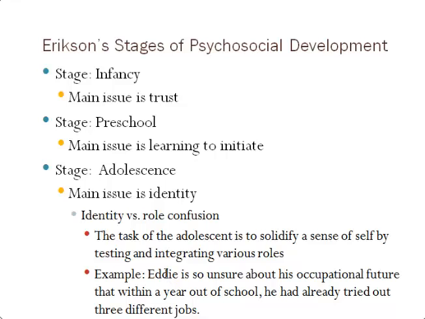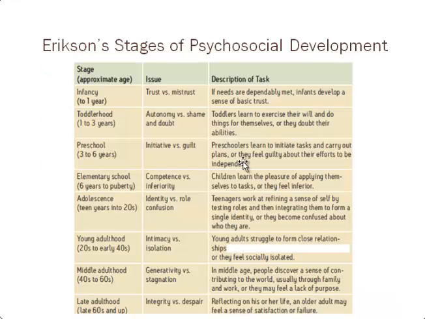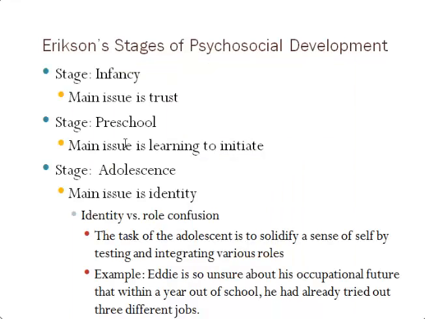Okay, so just to go over these again. In infancy, the main issue is trust. In preschool, the main issue is learning to initiate, learning to do things, make plans, and carry out plans. When you're talking about adolescence, the main issue becomes identity. The task of the teenager, in other words, is to solidify a sense of self, making sure that he or she carves out a niche in the world.